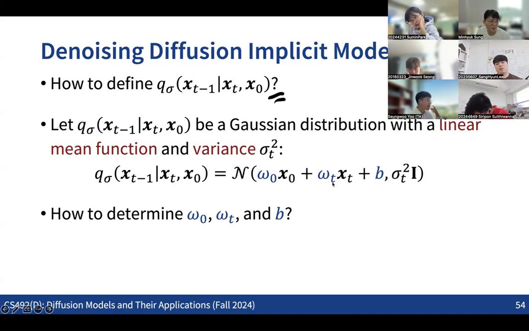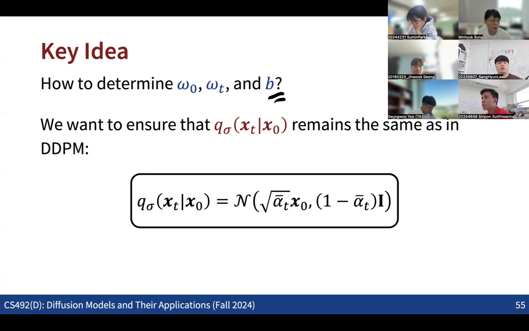Then we can define the linear functions as we want, but how should we define the weights, omega 0 and omega t, and the p? There can be multiple ways that we can define this conditional distribution. But we are going to define it in a way that we can still make sure that this forward jump distribution remains the same as in DDPM. This is basically the key idea of the DDIM.